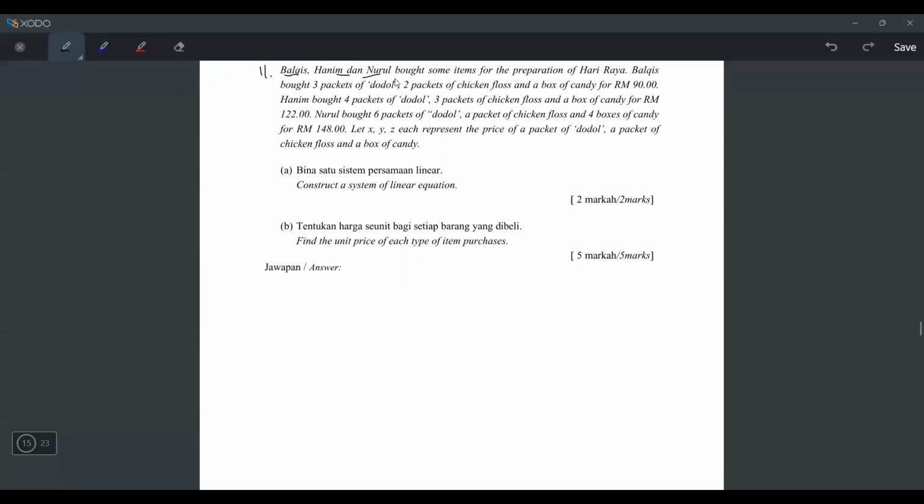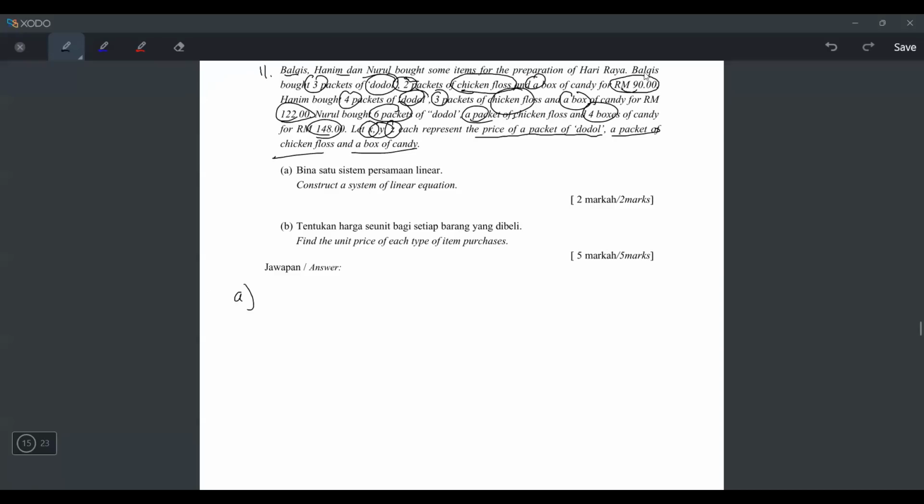Balkis bought 3 packets of dodol, 2 packets of chicken floss and 1 box of candy for 90 ringgit. And then the second person, Hanim, bought 4 packets of dodol, 3 packets of chicken floss, 1 box of candy for 122 ringgit. And then Nurul bought 6 packets of dodol, 1 packet of chicken floss, 4 boxes of candy for 148. And then they say let X, Y, Z represent what? So X represents the price of 1 packet of dodol, Y represents 1 packet of chicken floss, and Z represents 1 box of candy. A says construct a system of linear equations.